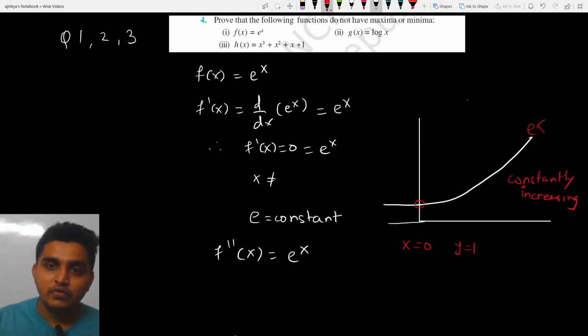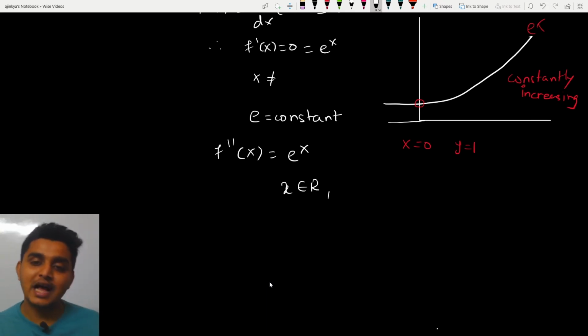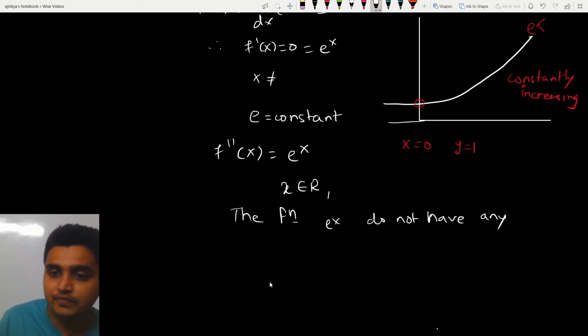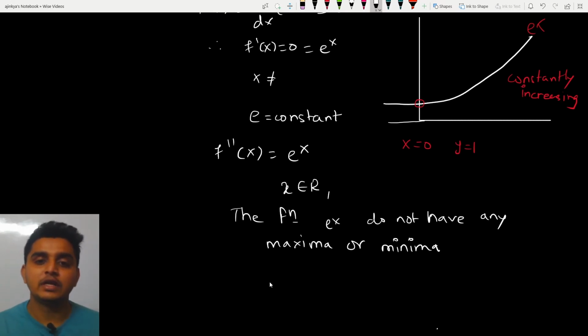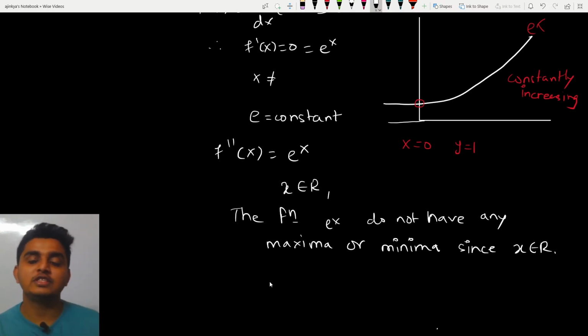So we can write that since x belongs to all real numbers R, the function e raised to x does not have any maxima or minima. This is our proof for finding out whether this particular function has any maxima or minima.